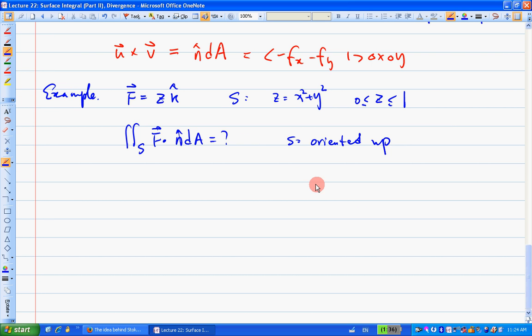Okay, so before we do the calculation, let's draw this surface out. So this is a surface here, 0 to 1. It's a paraboloid between 0 and 1 for the z component. And F is a vector field. If I draw the F vector out, it's z k hat. So at the xy plane, it's 0. And as z starts to increase, the magnitude starts to increase. So that's basically the F vector field.